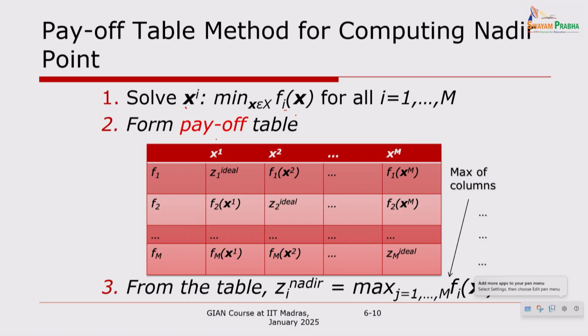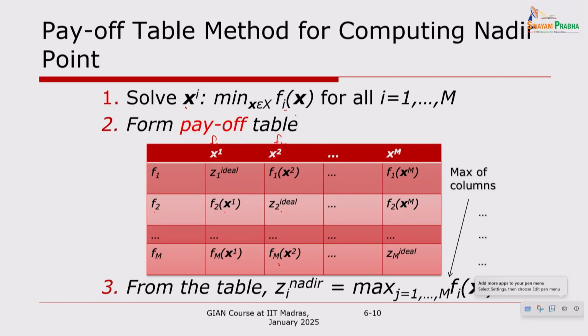This one is best for f1. This one is best for f2. Now you compute f1 at that point, f2 at that point, f3 at that point, and so on. You fill this up. Similarly, compute f1 at x2, f2 at x2, fm at x2. Like that you fill this matrix. Is that clear? Each of these points is the individual minimum of an objective function with the constraints that you have. If there are m objectives, there are m solutions you found.